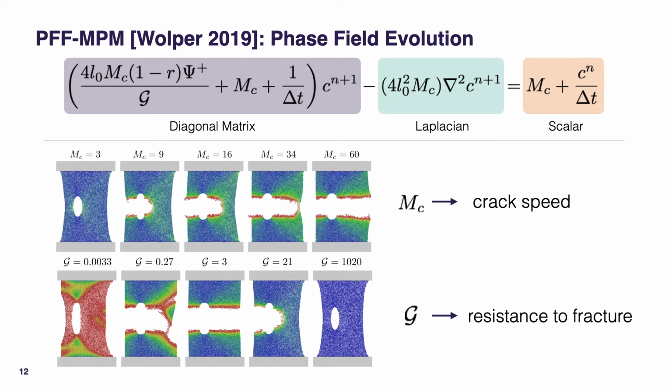Also note that this equation introduces two key parameters for artistic control. The mobility constant, mc, dictates the speed of crack propagation, while the energy release rate, g, affects the material's resistance to fracture. And as you can see from these unit tests, changing these two parameters greatly affects the material fracture pattern and behavior, giving a high degree of artistic control.